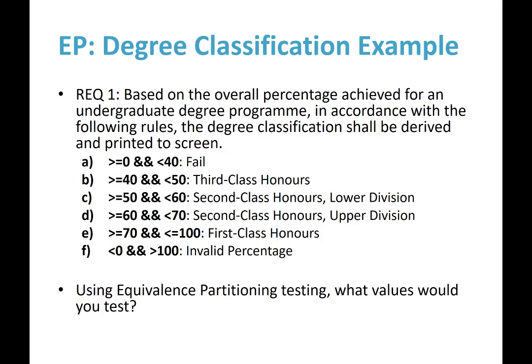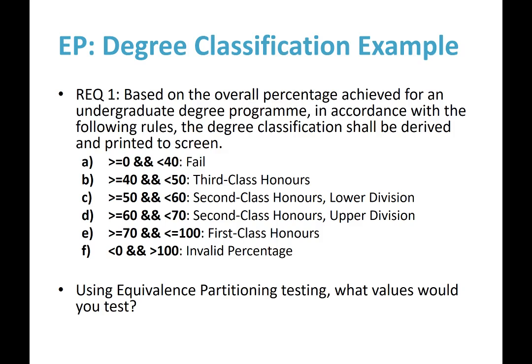So let's have a look at an example. Let's take the requirement based on the overall percentage achieved for an undergraduate degree program. In accordance with the following rules, the degree classification shall be derived and printed to screen. And then we have a list of rules. So this is usually how you'll see this kind of problem presented.